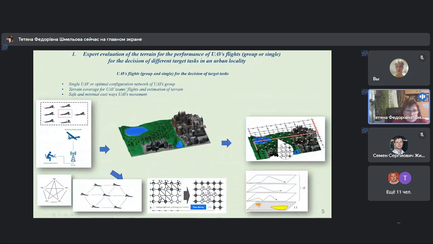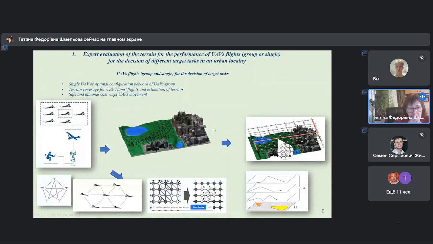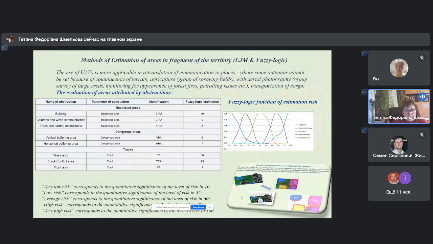The first question is about estimation of the smart city where drones will fly, and estimation of terrain for flight with minimal cost and safely, for a group of drones and a single drone. Before flight, we must decide how the drones will fly: under remote control from an operator, more autonomous flight, or piloted by an autonomous robot; and how a group of drones will fly, with a single operator, operators for a group of drones, or through a central drone. And we obtained this table of estimation of abstraction using fuzzy logic functions and expert judgment methods.